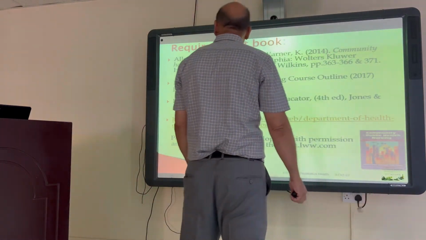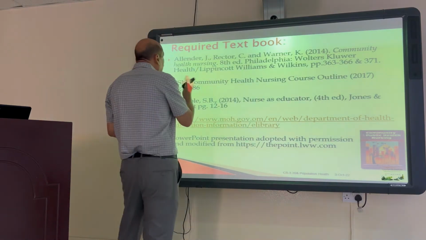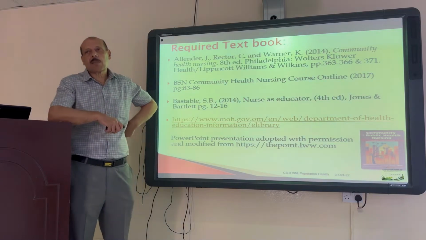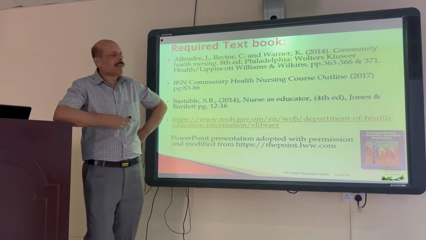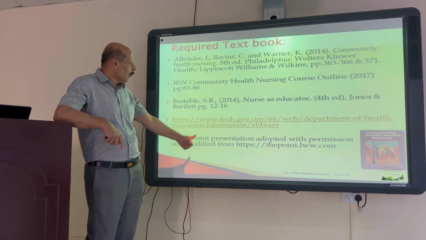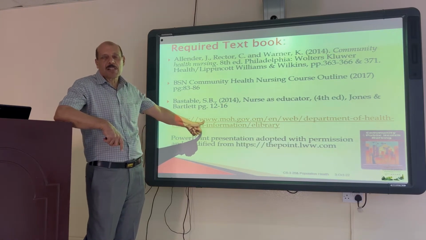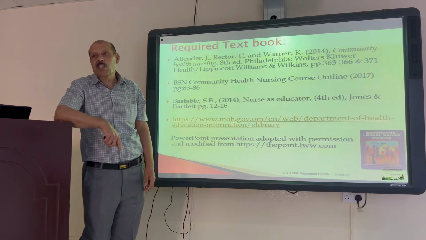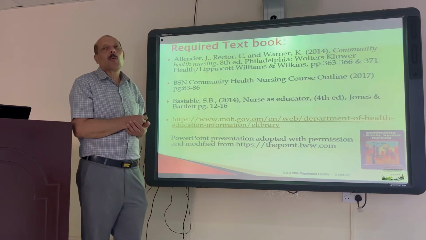So there is this required textbook. You have the required textbook and you know it, no need to mention it. And you have some websites that you can go to, which is the Ministry of Health, and you can go to the Health Education Department and see what is there also.